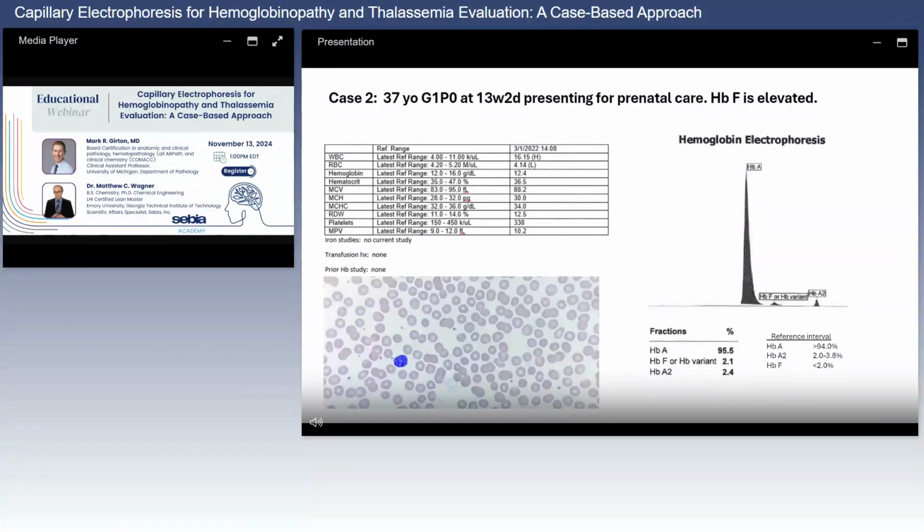Next case, 37-year-old at 13 weeks, 2 days, presenting for prenatal care. In this case, hemoglobin F is elevated.